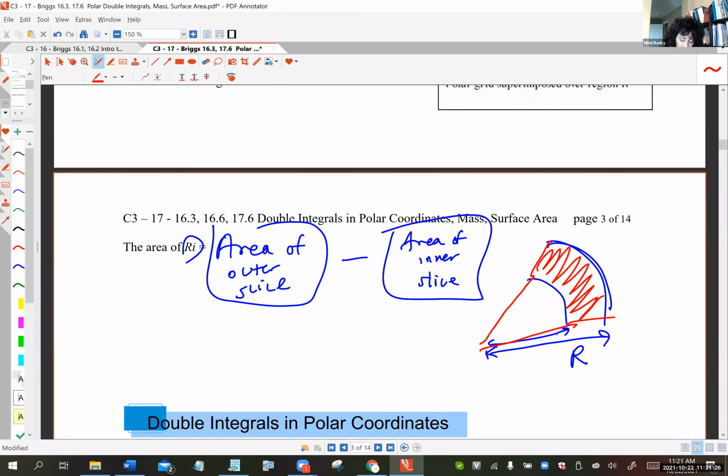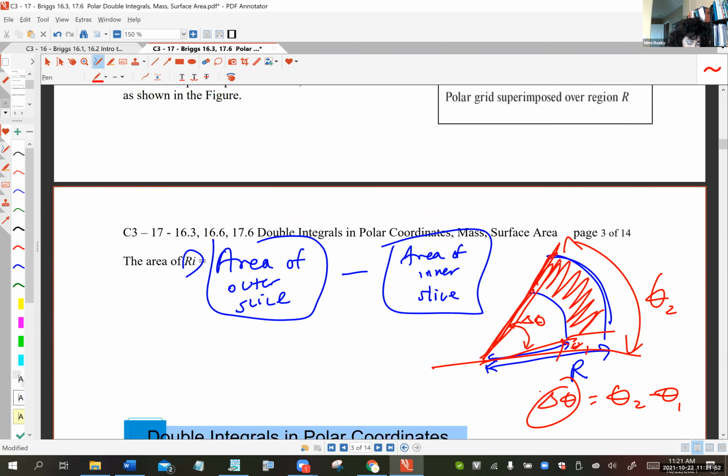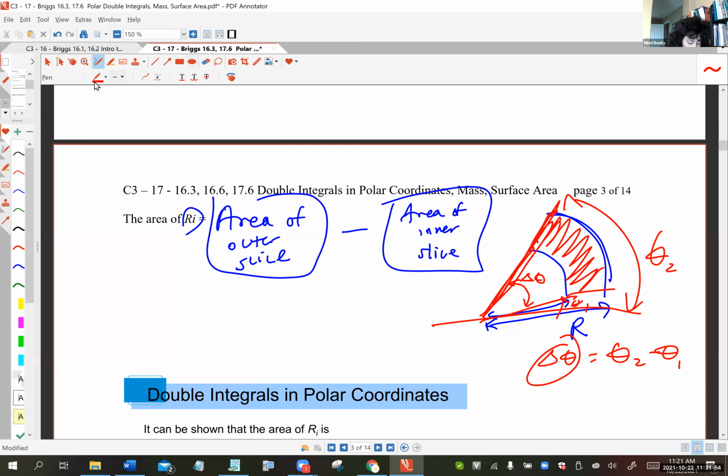Now, what about the angle here? We'll call this delta theta, where let's say this angle here was some theta 2, and the other angle was some theta 1, and so delta theta is just going to be the difference of the thetas. But it's easier if we just call this delta theta. So now let's do the area of the outer slice. So watch what happens here. This is one of my favorite lectures, by the way.